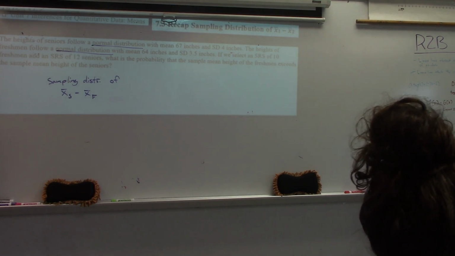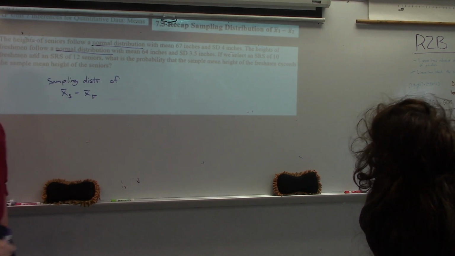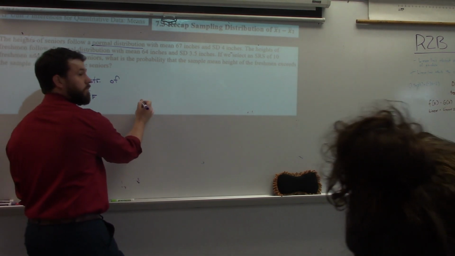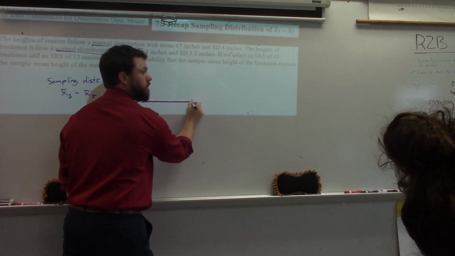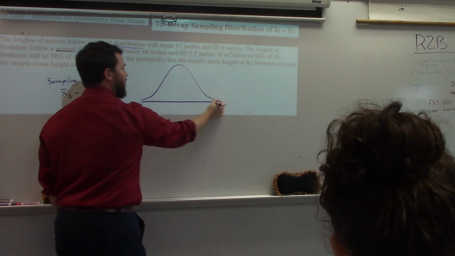All right. So we are looking at this sampling distribution. What am I going to start with if I'm trying to find that probability? A formula? A distribution? Say again. I draw that normal curve. Thank you.